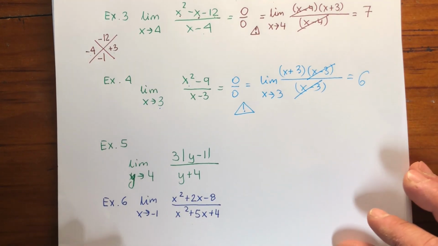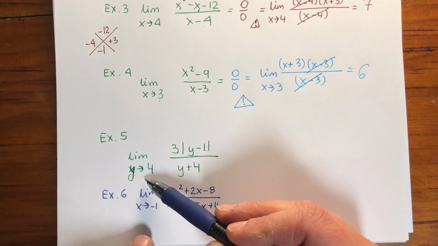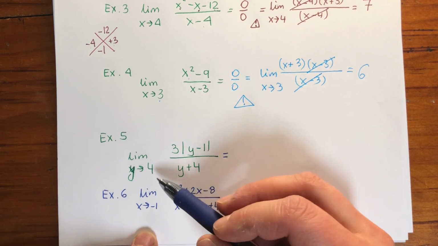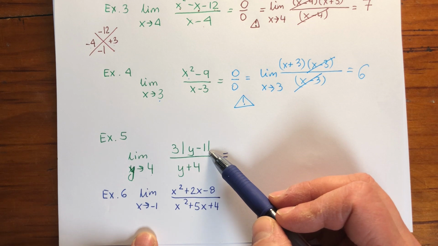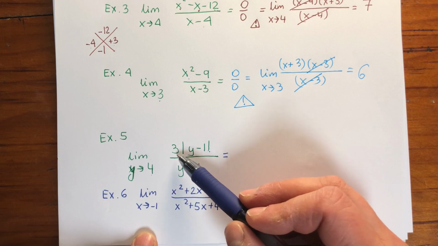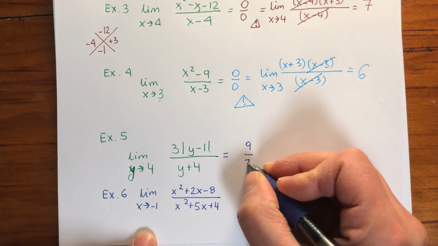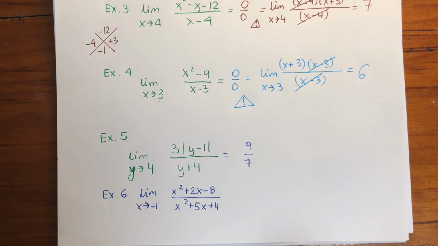So I am looking for the limit as y approaches 4 of something like this. Well, this is like example number 4, it looks like, because 4 minus 1 is 3. Absolute value of 3 is 3, times 3 is 9. 9 over 7, done and done. There's no problem here. I was just able to plug in the number.